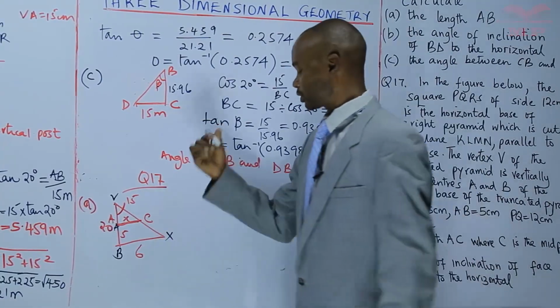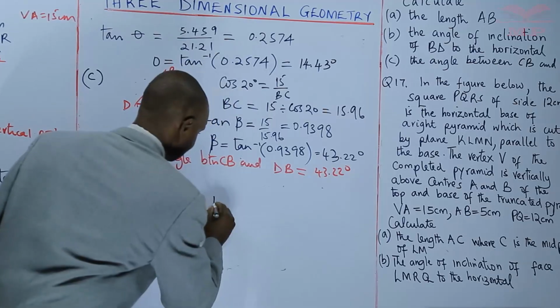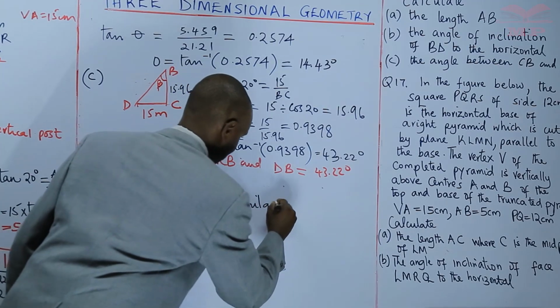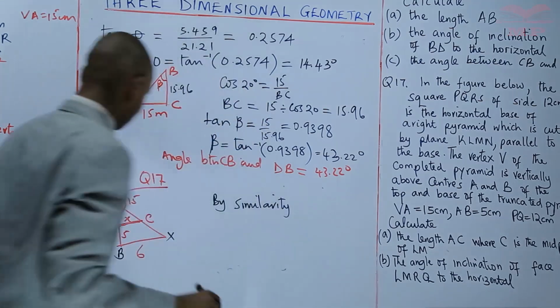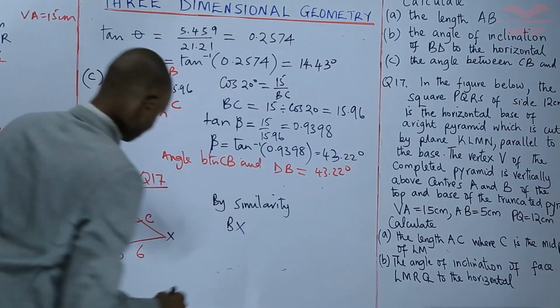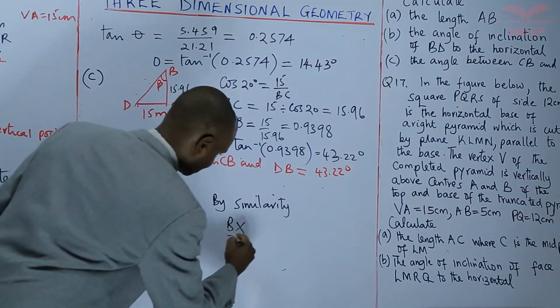So by similarity, if I take BX, I divide by AC.